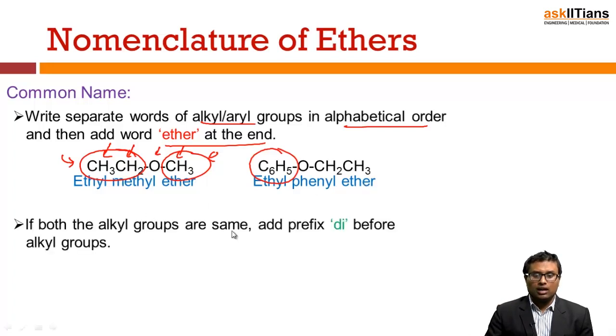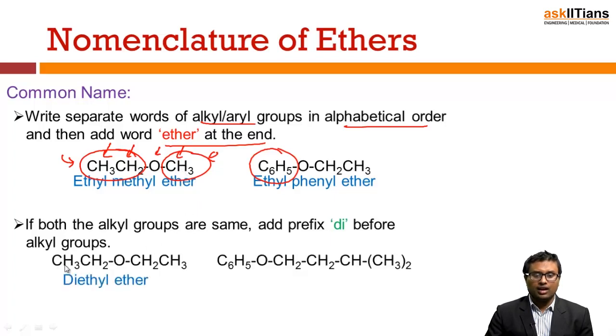And if both alkyl groups are the same, add the prefix di before the alkyl groups. For example, instead of a methyl group, here also you have CH2CH3, that means it is again an ethyl group. So you will write it as diethyl ether, because you have two ethyl groups, so you get the prefix di. Now here you have a phenyl group and you have an isopentyl group. The logic is again the same.